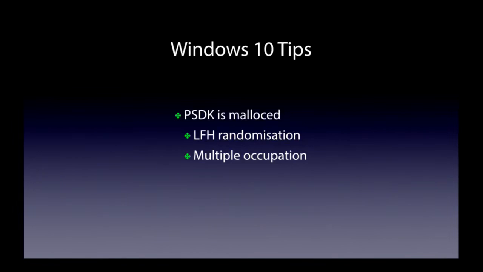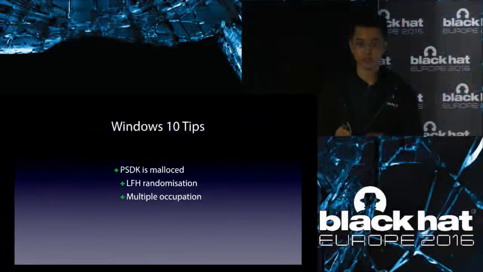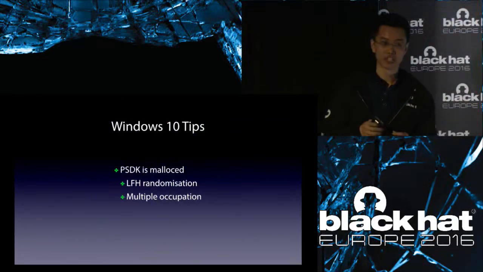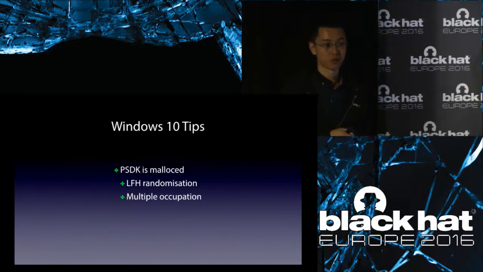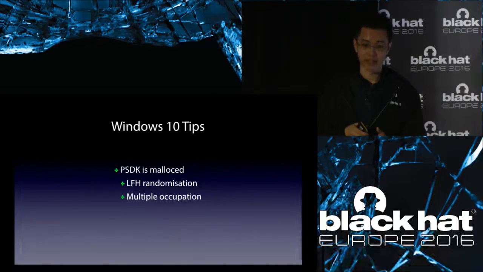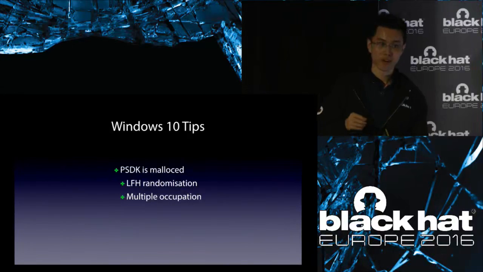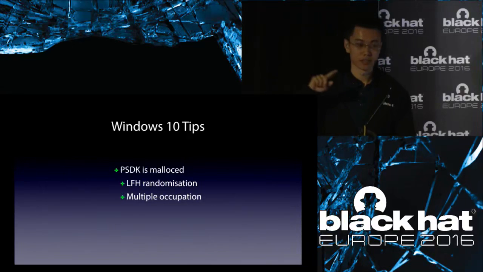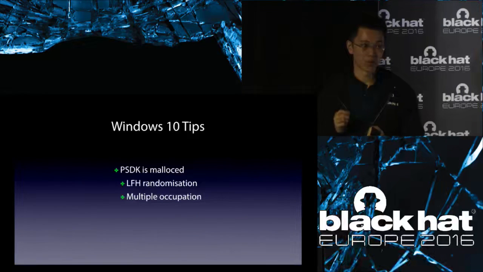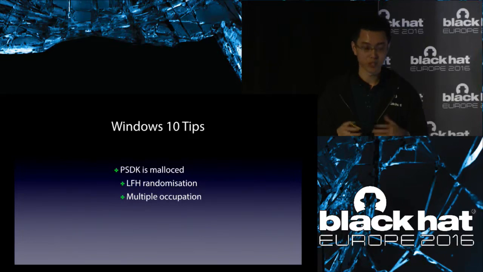First, PSDK is still malloced on the low fragmentation heap, the LFH. This is absolutely the same as Windows 7. But LFH itself changed from Windows 7 to Windows 10. There is a heap randomization added into Windows 10. So for Windows 7, when the memory of PSDK is released, it goes to the end of the free list. And when the next allocation comes, the last memory block being freed will be the next one allocated. So it is very predictable. We know that the memory of PSDK will be occupied with just one allocation.